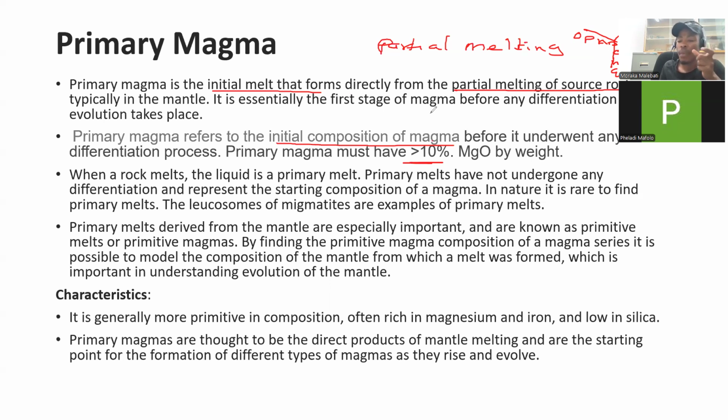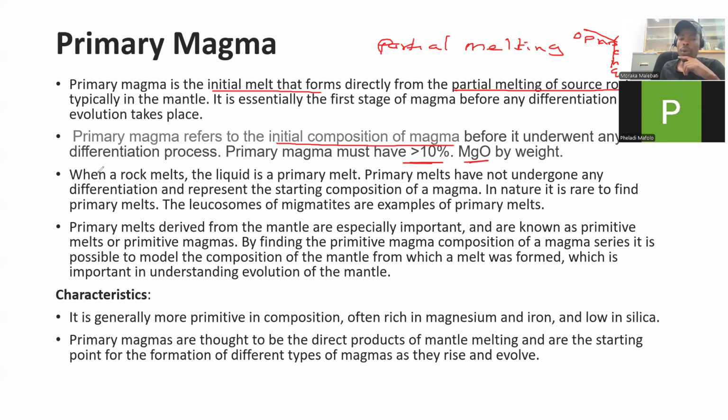the initial magma, is going to be a parental magma. And initially, that magma must not have undergone what you call magmatic differentiation, okay? So it must not evolve. Then the magma must have at least greater than 10 weight percentage of what you call magnesium oxide. Okay?